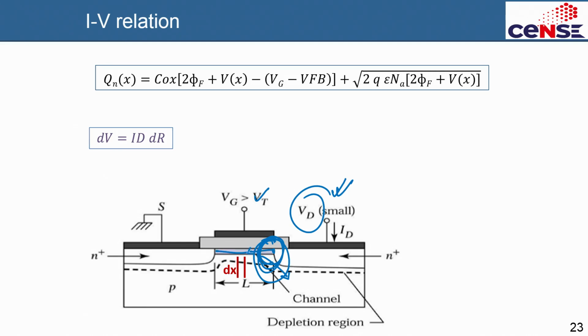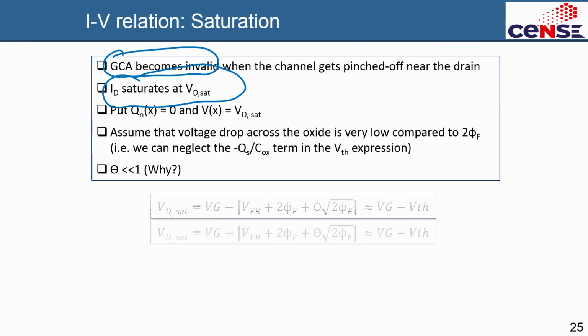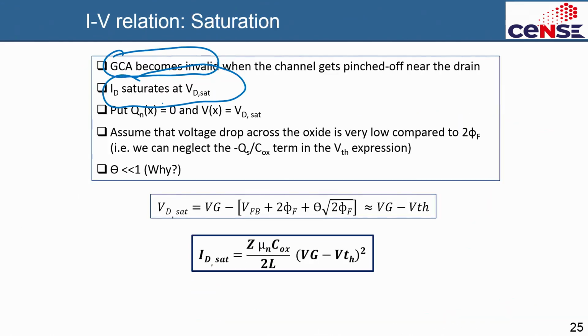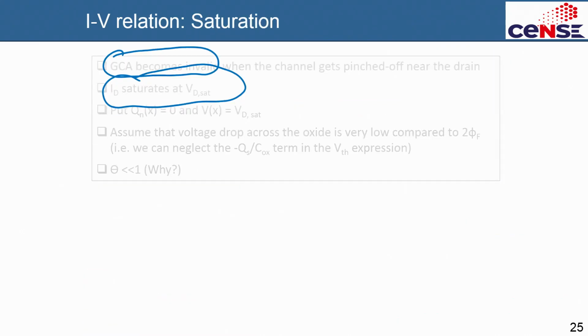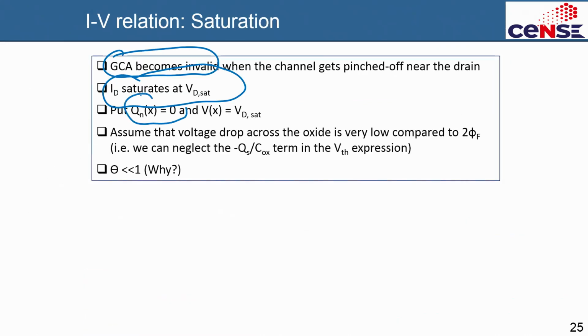And so your channel length will decrease slightly, keeps decreasing, but the current will not increase, because the extra voltage that you are applying is dropping across this depletion region. Whatever this particular voltage is will be fixed at VD sat, which is the voltage at which the saturation or the pinch off occurs, right? So to derive the saturation current, the charge has to be 0 at the edge of the channel, and your potential will be essentially the VD sat at which it saturates.